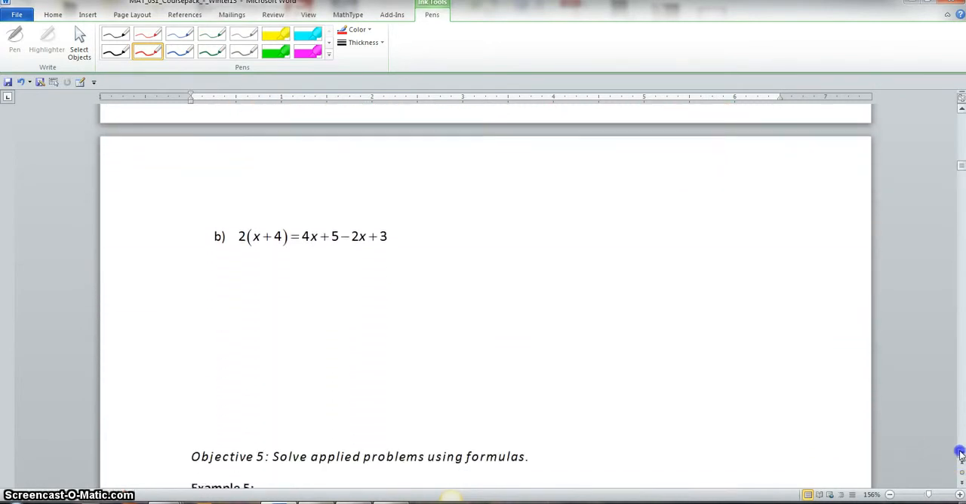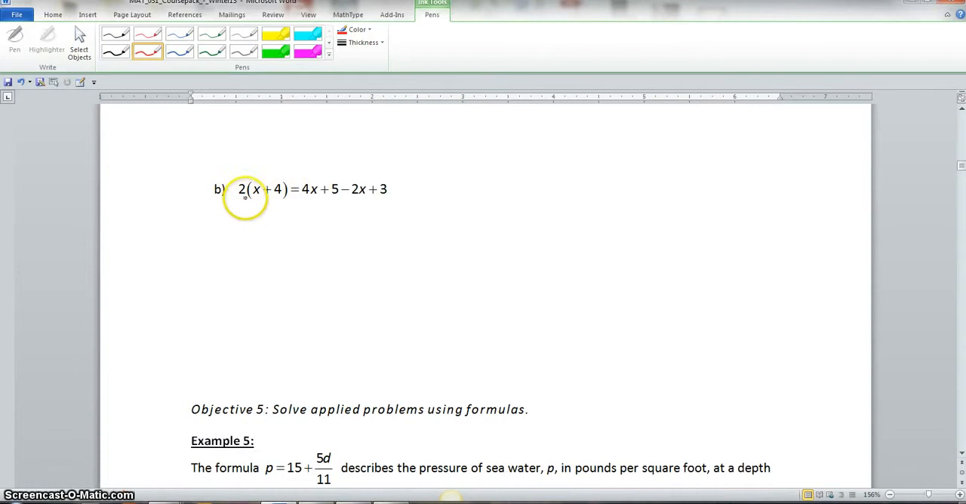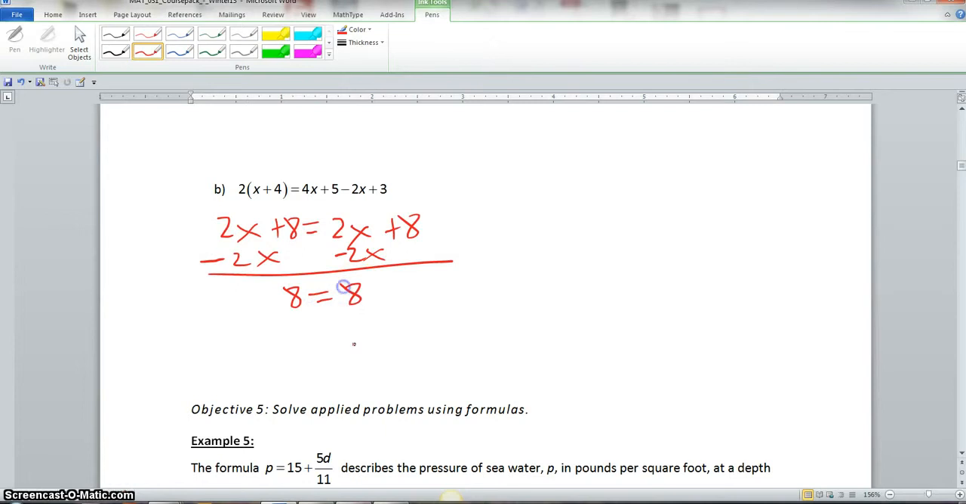Here, let's look at B. Now we can multiply. 2 times x is 2x. 2 times 4 is 8. And that equals 2. We combine like terms. 4x minus 2x is 2x. And 5 plus 3 is 8. Now we can subtract 2x on both sides. And we will have 8 is equal to 8. So it's all real numbers and an identity.